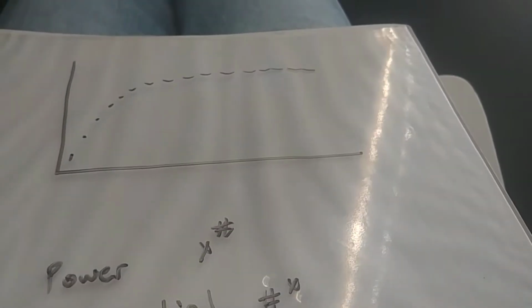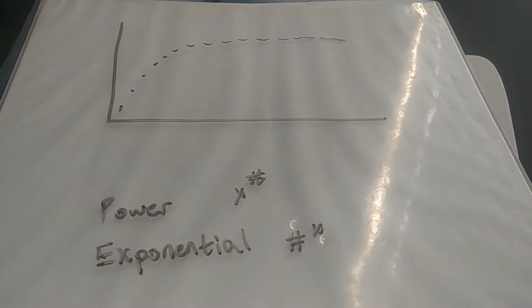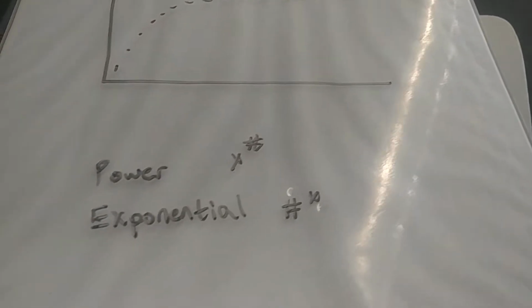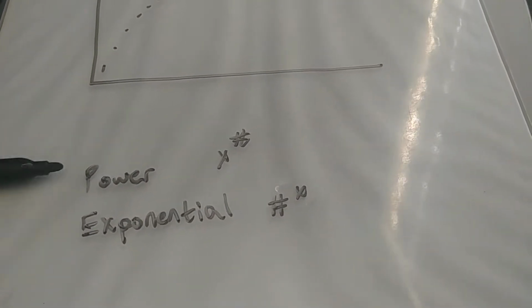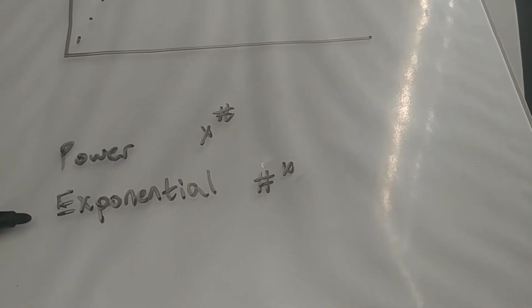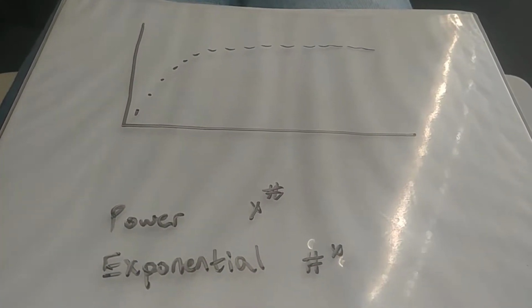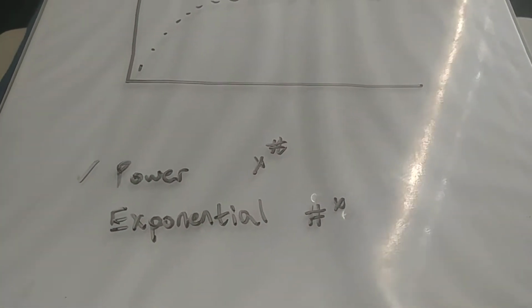Okay, so looking at this one, let's say we just wanted to analyze this and figure out how we could linearize this. So first, is it power or exponential? Power is if x is the base, exponential is if x is the exponent. Well, this kind of looks like a square root function, doesn't it? So it's going to be a power one.